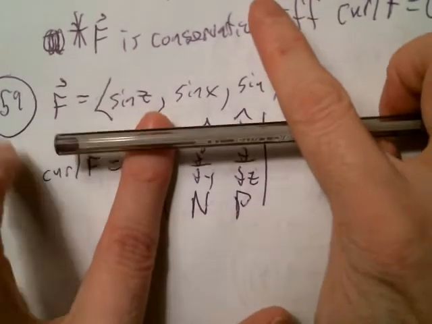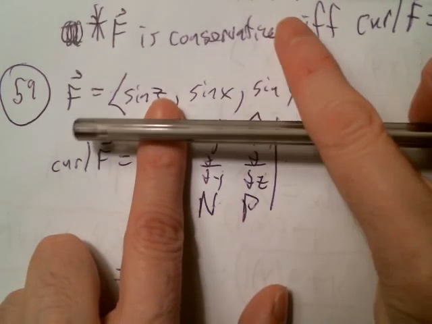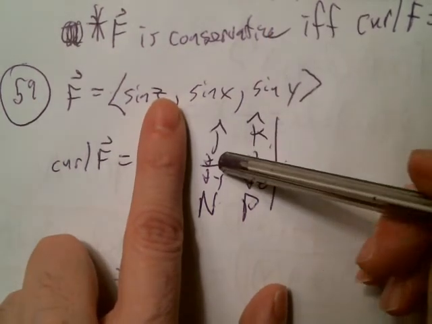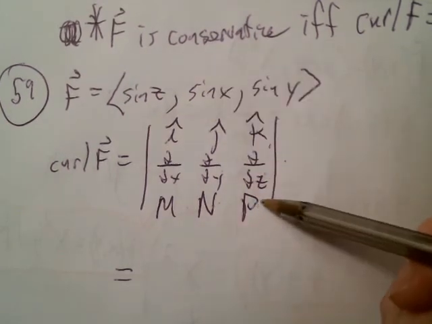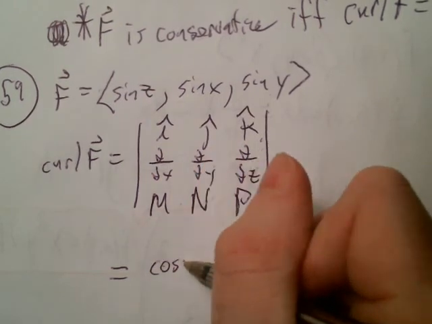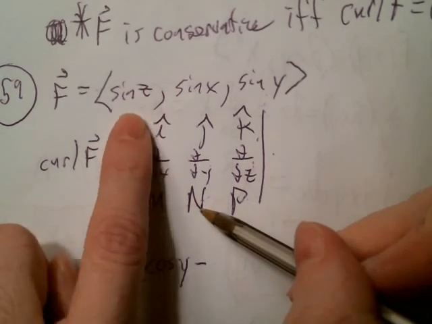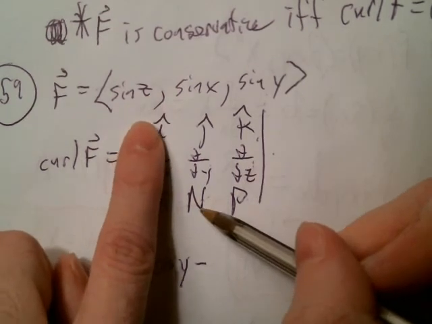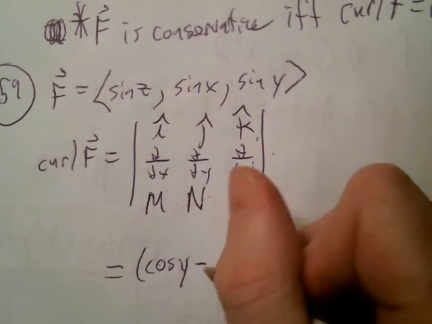So first, cover up the column and row, and then it's the partial derivative with respect to y of P. In that case, the partial derivative with respect to y of sine y is just cosine y, minus the partial derivative with respect to z of N. Right? So N is this guy. With respect to z, the derivative of sine x is just 0.